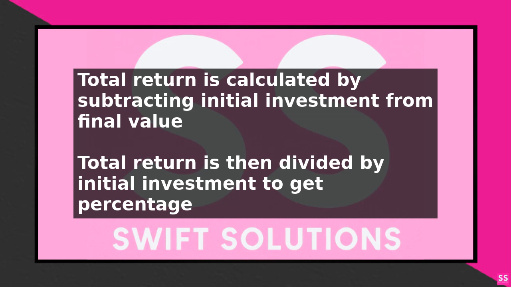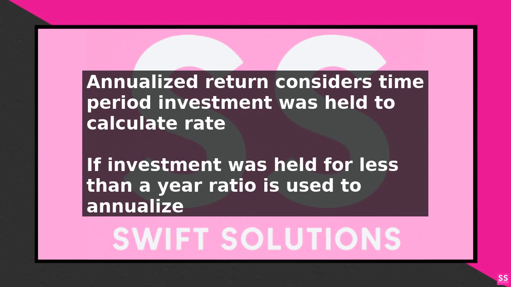Next, to annualize the return, you need to consider the time period over which the investment was held. If the investment was held for 1 year, the annualized return would be the same as the total return. However, if the investment was held for less than a year, you need to multiply the total return by the ratio of 1 year to the time period. For instance, if the investment was held for 6 months, you would multiply the total return by 2, since 1 year is twice as long as 6 months.